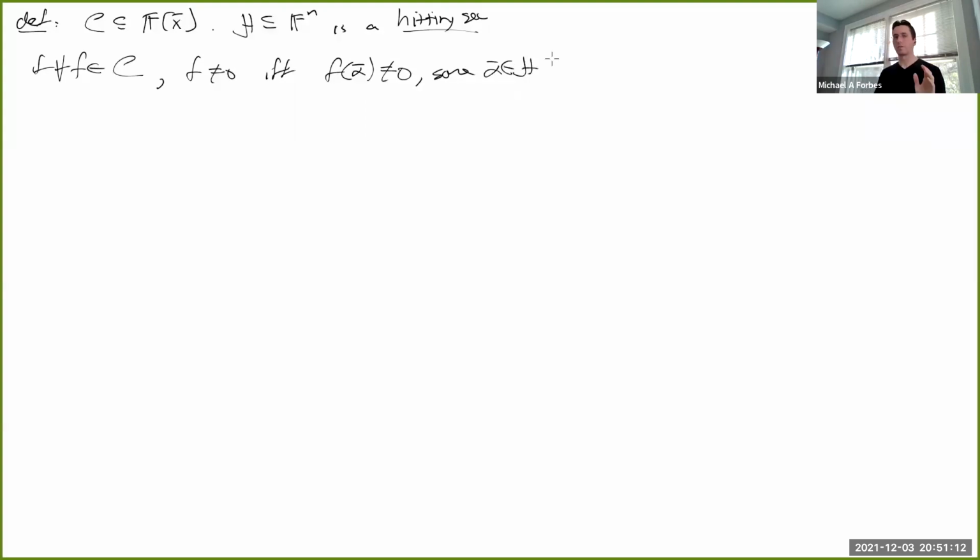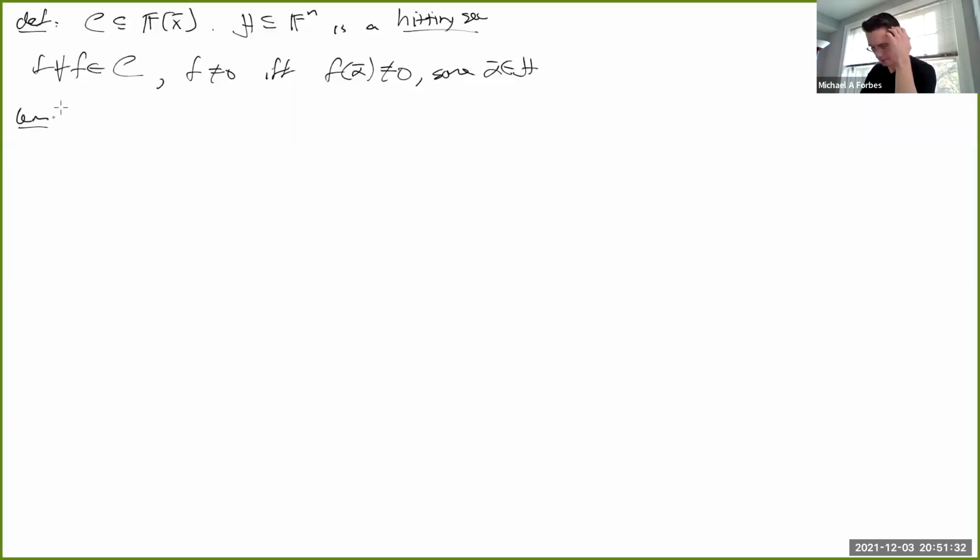Okay, so we want to decide, for example, whether f is 0 or not. And we're saying all we need to do is evaluate f on all of the points in our hitting set, and f will be non-zero if and only if one of those evaluations will be non-zero. Okay, and why am I defining it this way?